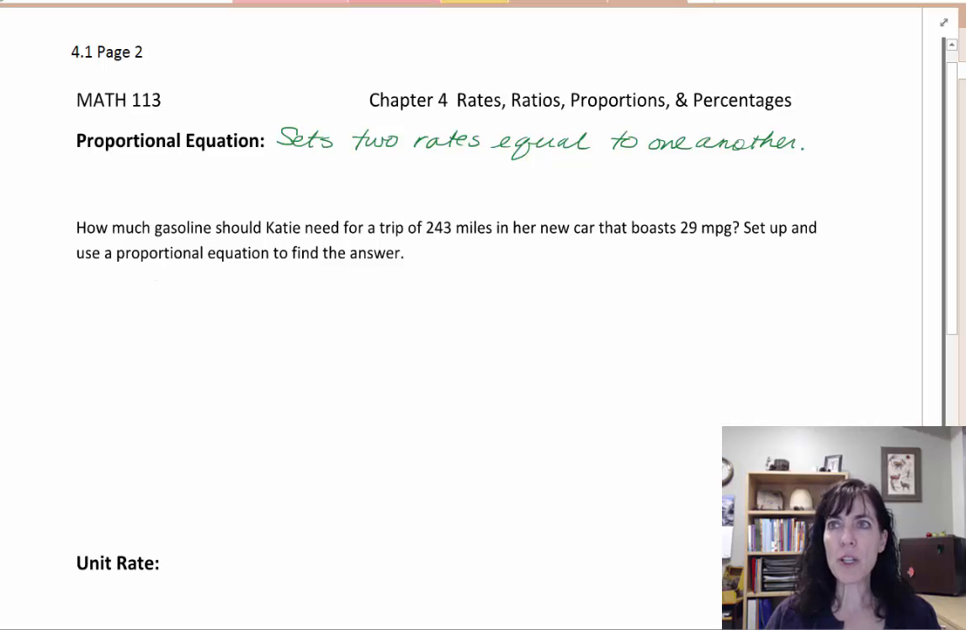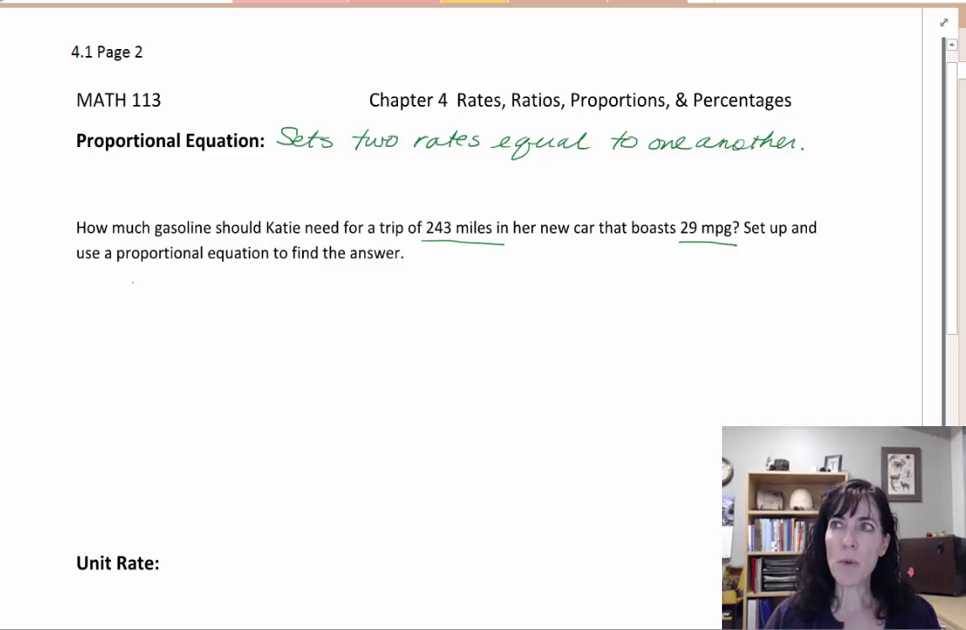How much gasoline should Katie need for a trip of 243 miles in her new car that's supposed to get 29 miles per gallon? Set up and use a proportional equation to find the answer. So to use a proportional equation, you may have other ways of solving this, and that's fine, but I want to show you how you can use proportional equations because it does come in handy to have a common way of looking at problem solving.